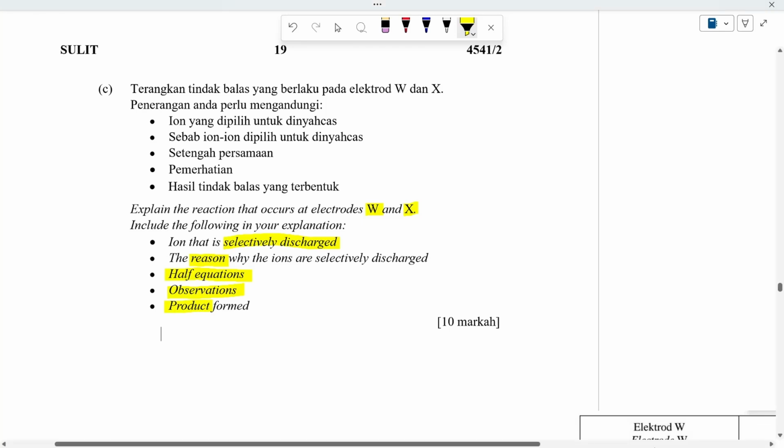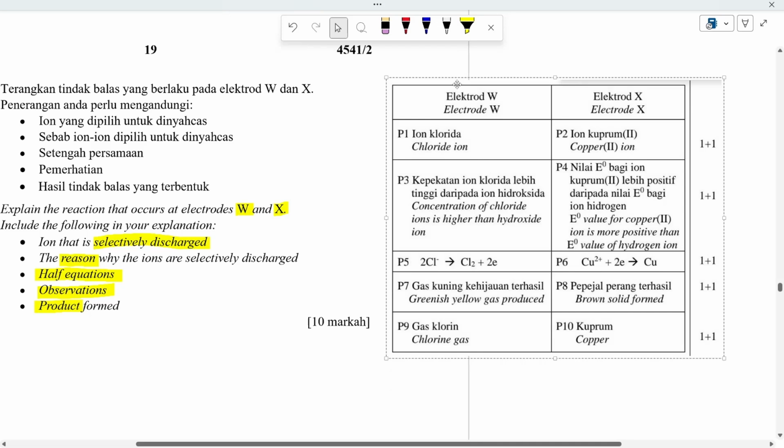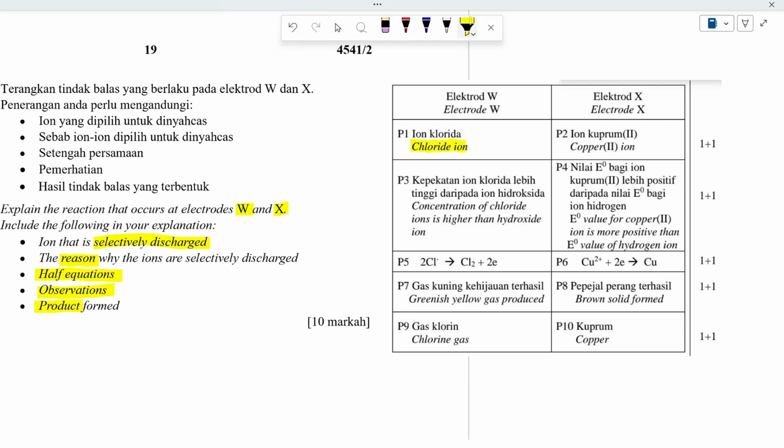So for this question, actually, you can write in the table form. So 10 marks altogether. So can you try to write the answer? Okay, I give you some time. At electrode W, the ions that are selectively discharged is the chloride ions. For the X it will be copper 2 ions, so 0.1 and 0.2.